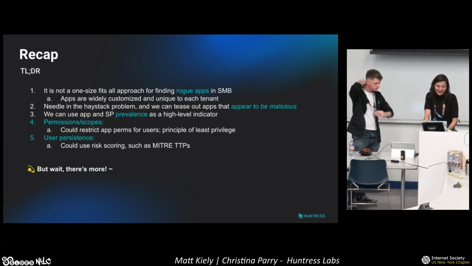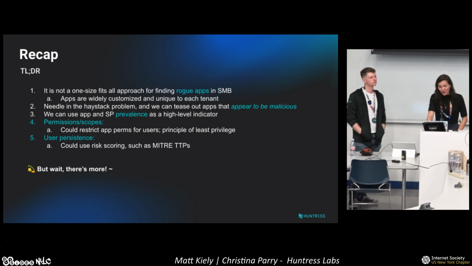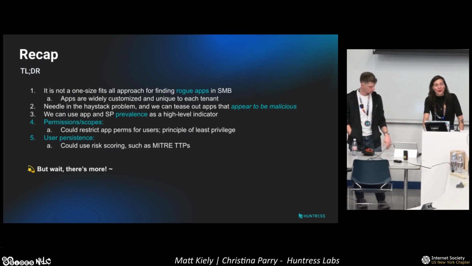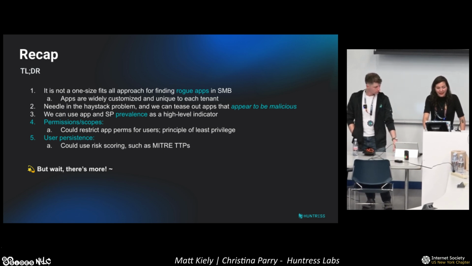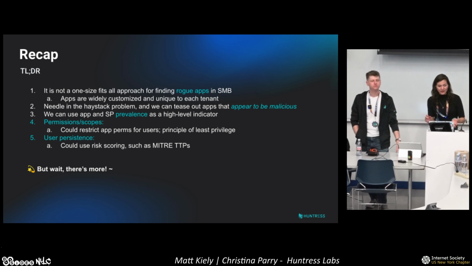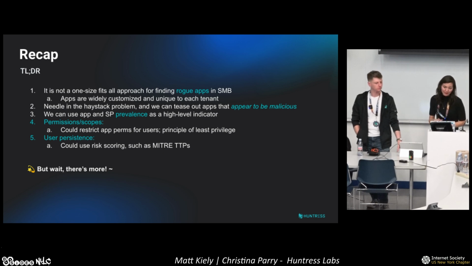So yeah, this is really challenging because apps are widely customized and unique to each tenant. It really is a needle in the haystack problem, but we can start to tease out apps that appear to be malicious with the ideas we shared earlier. So we can use prevalence. When it comes to permissions and scopes, something I would recommend you take away is to restrict app perms for users and apply the principle of least privilege. I know that's common sense, but this is really devil in the details stuff. So being able to have auditing and reviewing for this is super helpful.